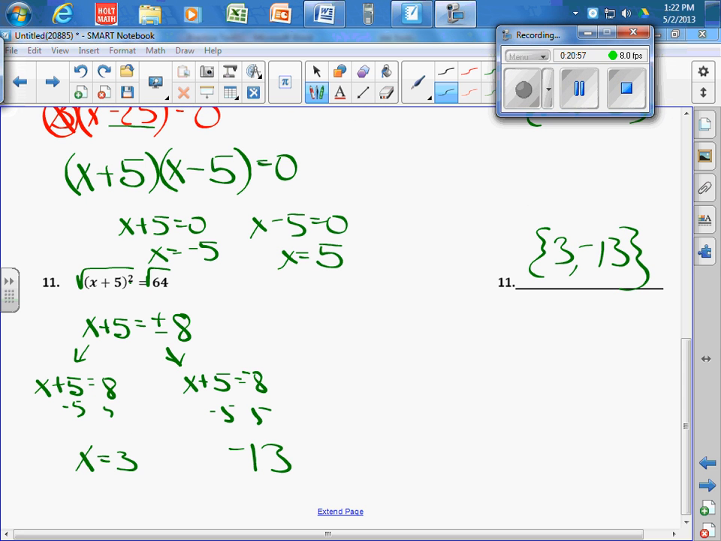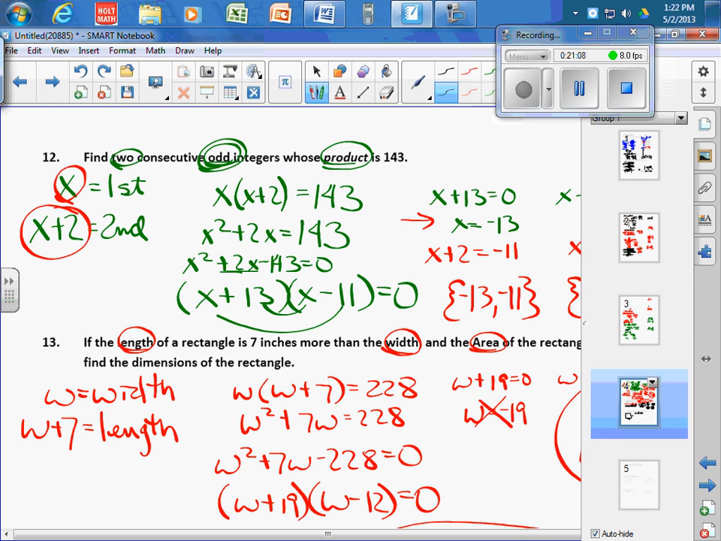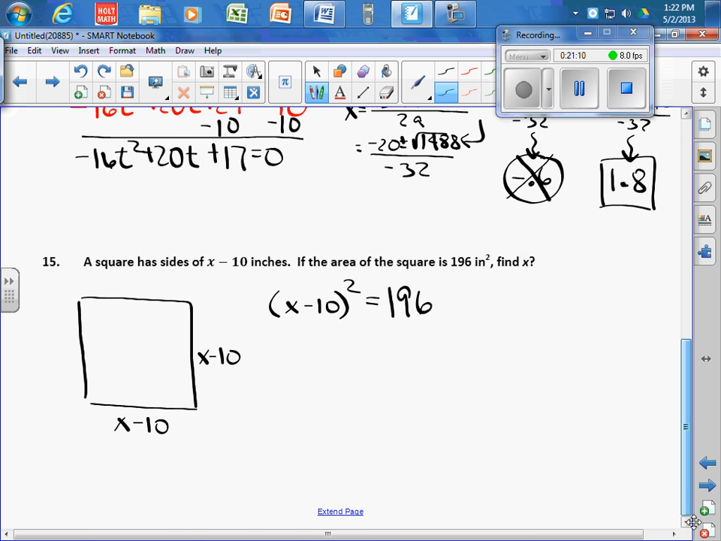Remember how I showed you to do number 11? We had something squared is equal to 64. Take the square root of both sides. Well, we're going to do the same thing here. We have something squared is equal to 196. Take the square root of both sides to eliminate the squared. You'll get x minus 10 is equal to, remember, plus and minus 14.